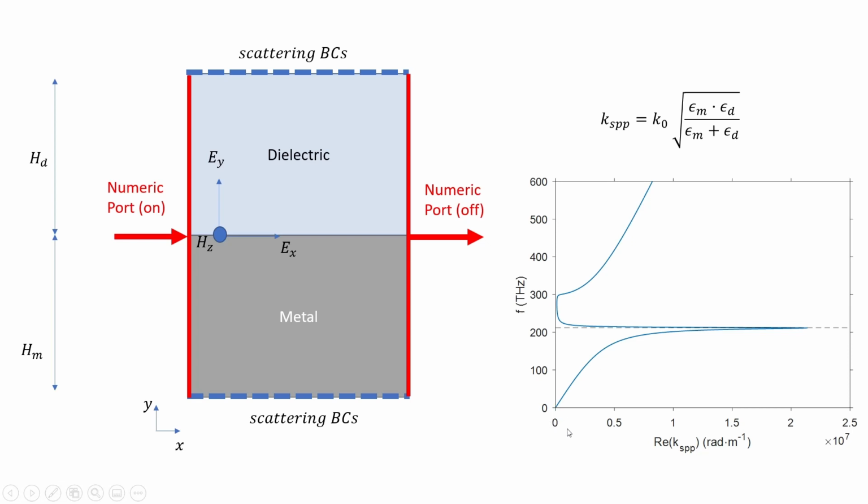I drew this dispersion first using this analytical formula in MATLAB here, and what we need to get in COMSOL is this curve here, which is called the SPP curve. As you see, it extends from 0 up to some frequency. This frequency is given by the frequency at which this term goes to 0, and it's actually about 214 terahertz for this case. It's omega p divided by square root 2.